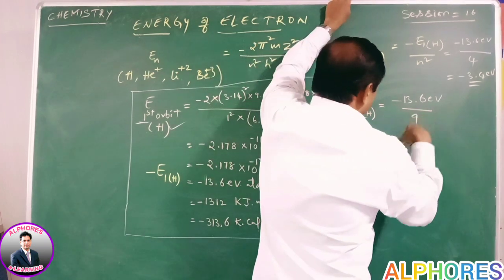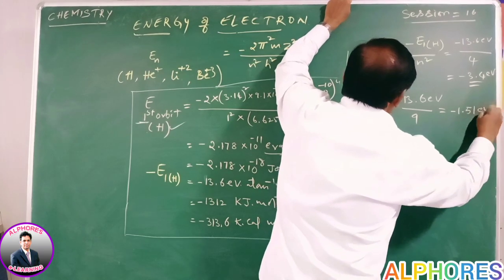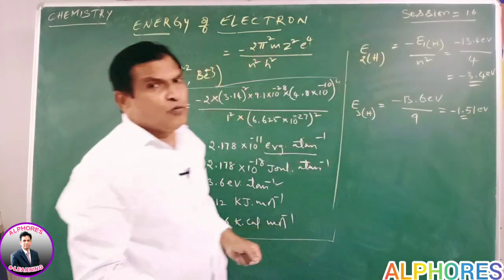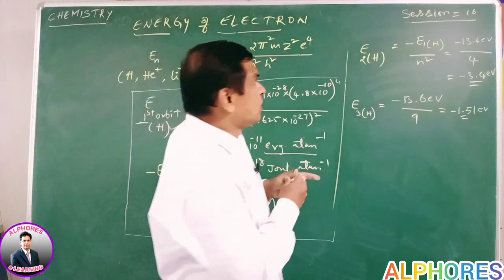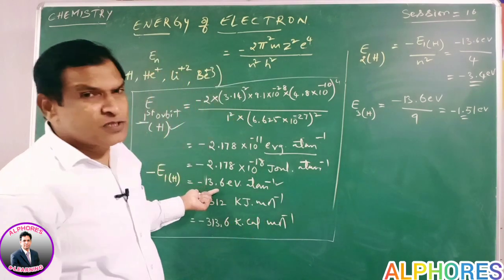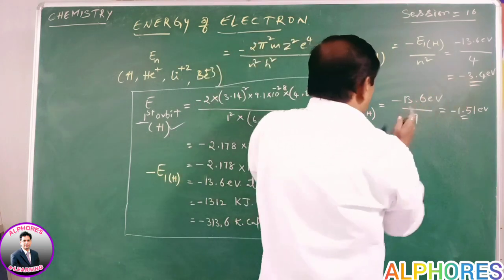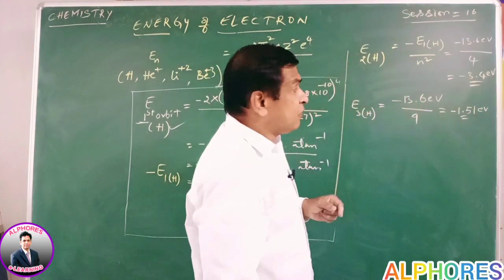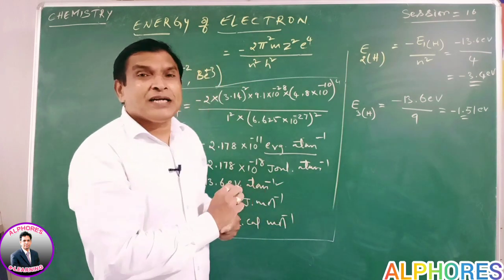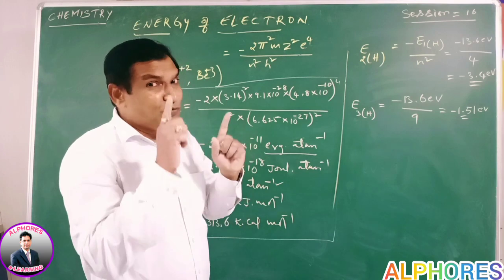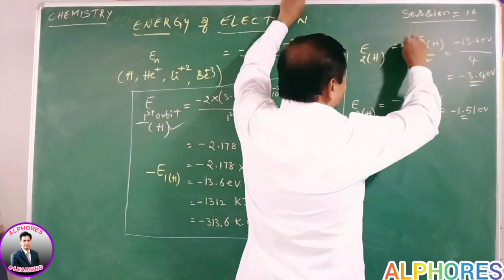3 square means 9. That is equal to minus 1.51 electron volts. So this is the energy of the electron in the first orbit. We have done the first orbit is minus 13.6, we know that. Second orbit, how much? Minus 3.4 electron volts, and third orbit it is minus 1.51 electron volts. So this is how we can calculate the energy of the electron in the nth orbit of hydrogen atom.